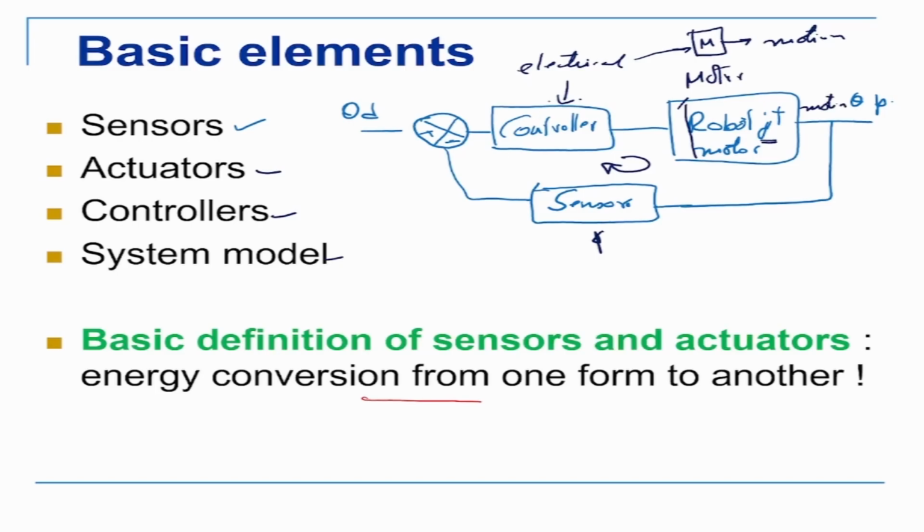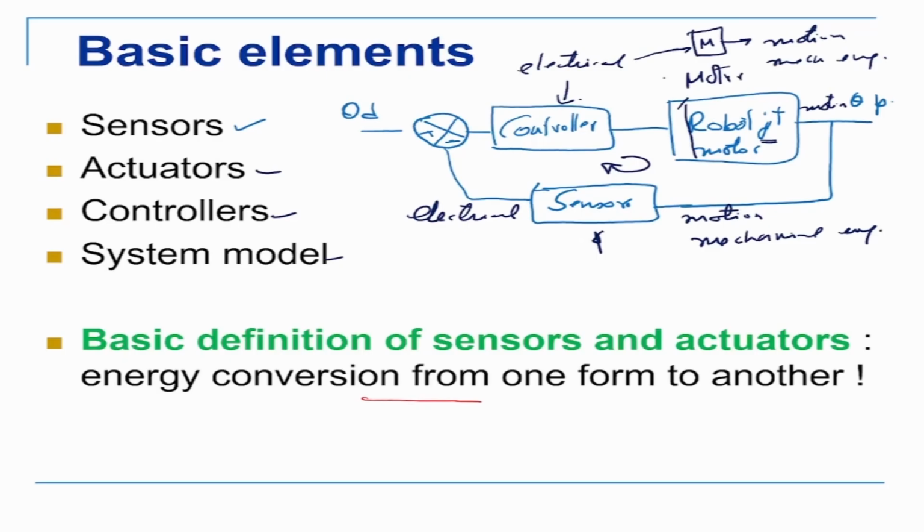Now this controller is electrical, so it understands only electrical signals. It does not understand physical motion. So this motion has to be converted. The motion, or the mechanical energy, is converted to electrical energy again. So what is the actuator doing? It is converting electrical energy to mechanical energy. What is a sensor doing? It is converting mechanical energy to electrical energy.